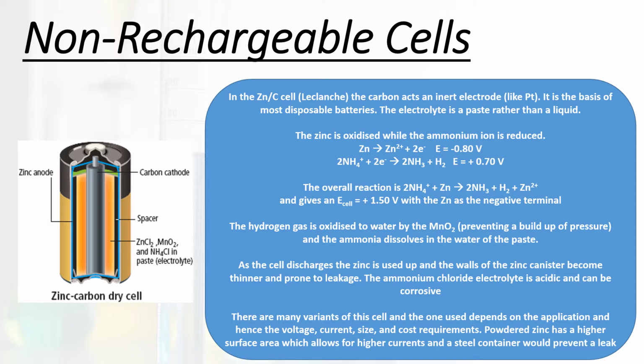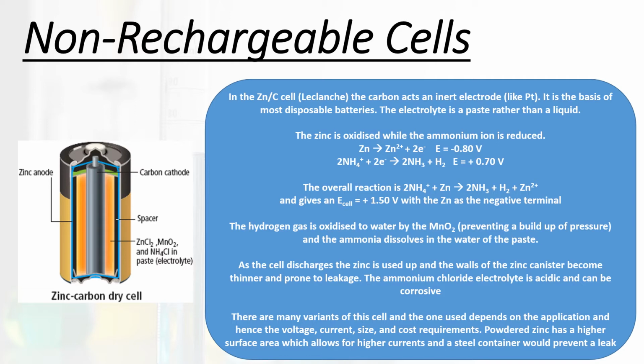Now, as the cell discharges, the zinc is used up, and the walls of this battery, essentially the zinc anode, the walls of the zinc canister, become thinner and thinner, and they're prone to leakage. And so the ammonium chloride electrolyte, that's where we get our ammonium ion from, an ammonium chloride paste. This is acidic and it can be corrosive. So you have to be careful. One of the reasons that we don't recharge these cells is because the more and more times we allow this reaction to occur and to generate electricity, those walls become thinner and more prone to leakages.